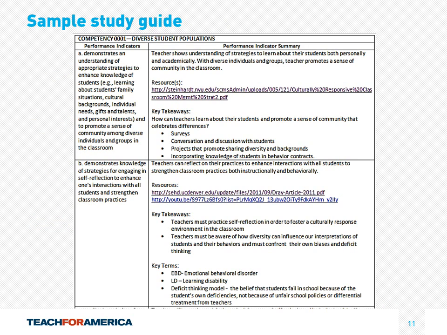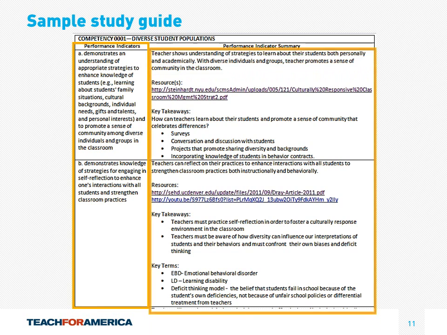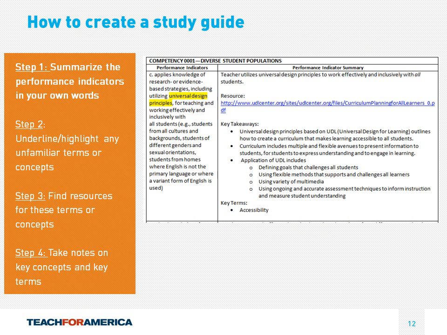Here's a sample study guide I created on a Word document using steps 1 through 5. On the left column, I list the performance indicators, and on the right column, I include a brief summary, resources, and notes.